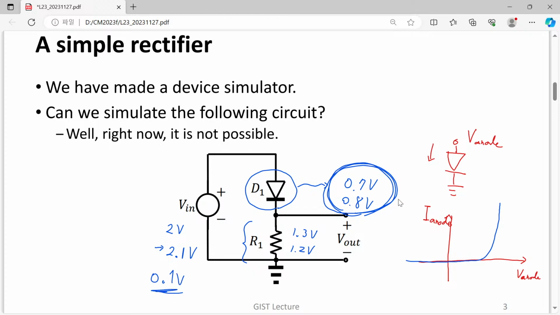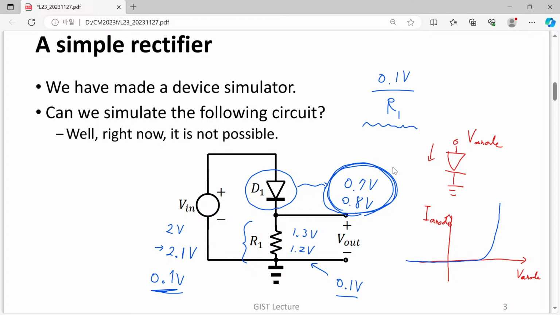Then between D1 and R1, which one will take this additional 0.1 volt? The answer is obviously R1 will take all of it, because when we have a 0.1 volt difference across this R1, the increase of our resistor current will be simply given by this one.